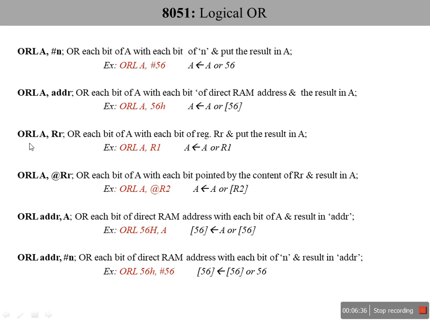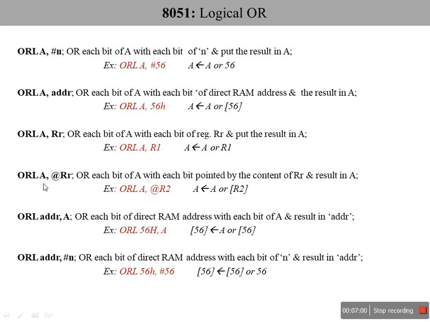It is similarly possible to have a logical OR operation between any registers of 8051 and the accumulator, like ORL A comma R1. The content of R1 of a specified bank register in 8051 will be bit by bit logically ORed with the content of the accumulator, and the result will be in the accumulator.